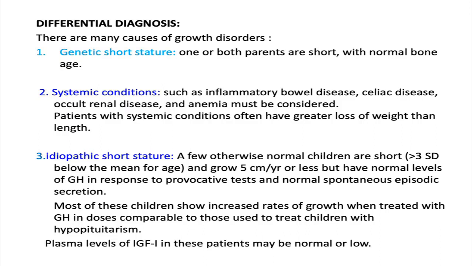Another common cause of short stature is a systemic condition, which must be excluded by history, physical examination, and investigation before we go for investigation of growth hormone deficiency, such as inflammatory bowel disease, celiac disease, which is mandatory to exclude before a growth hormone stimulation test, occult renal disease, and anemia may be considered.